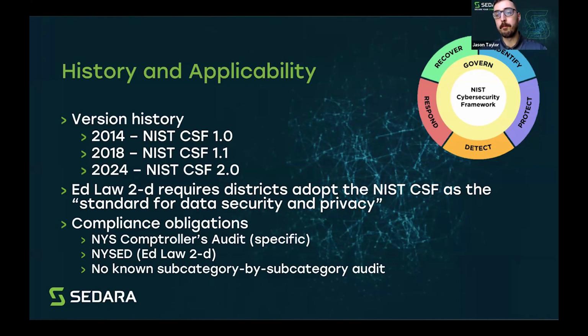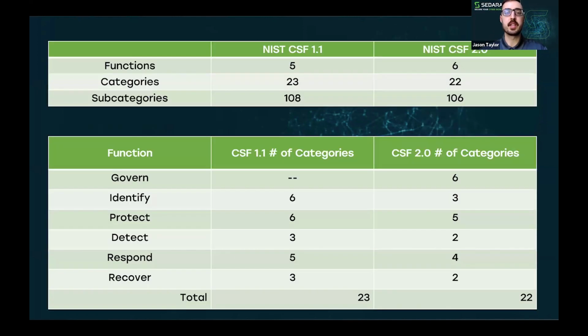Well, how is the NIST CSF structured and how does it compare between 1.1 and 2.0? A lot of numbers here, but you can see in general that the NIST CSF 2.0 has one more function, the Govern function that we identified, one less category, and two fewer subcategories as compared to the NIST CSF 1.1. So you could say it's a very slightly smaller framework. It's almost the same size as 1.1, but a few taxonomy things changed around.